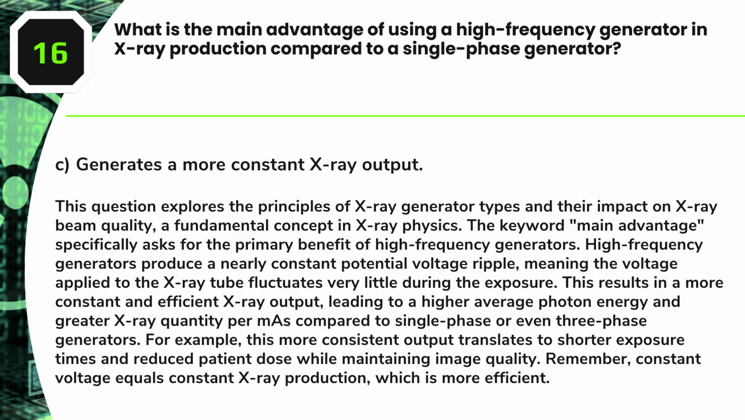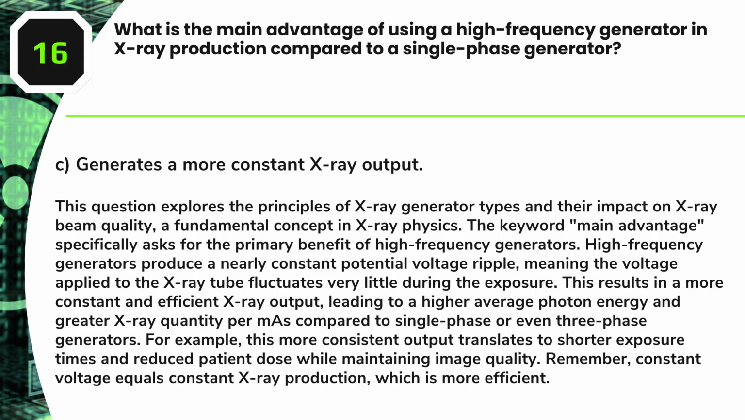Answer, C. Generates a more constant X-ray output. This question explores the principles of X-ray generator types and their impact on X-ray beam quality, a fundamental concept in X-ray physics. The keyword main advantage specifically asks for the primary benefit of high-frequency generators.